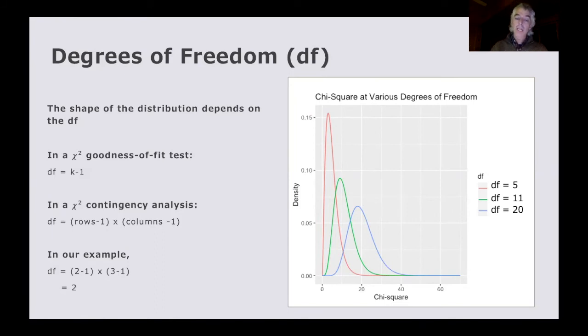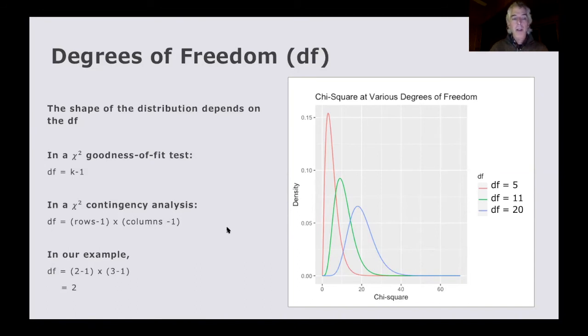If you recall from the goodness of fit video, the chi-squared distribution depends on its degrees of freedom. So the probability of getting a chi-squared value of 20 really depends on whether we're talking about a distribution with 5 degrees of freedom, 11 degrees of freedom, or 20 degrees of freedom. So it's really important that we calculate and remember and report our degrees of freedom, because the probability associated with a test statistic is really going to depend on those degrees of freedom.